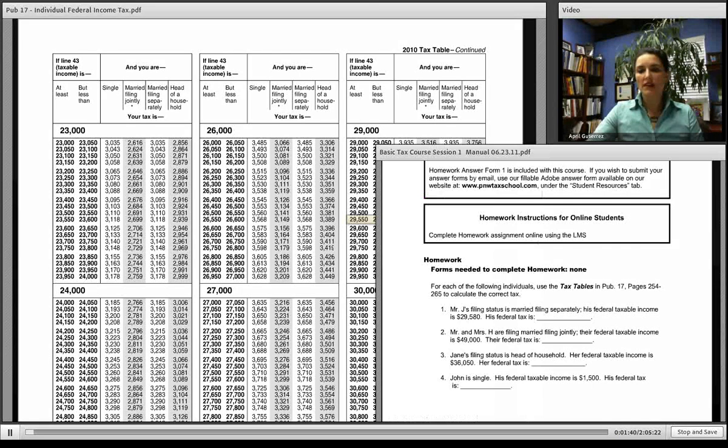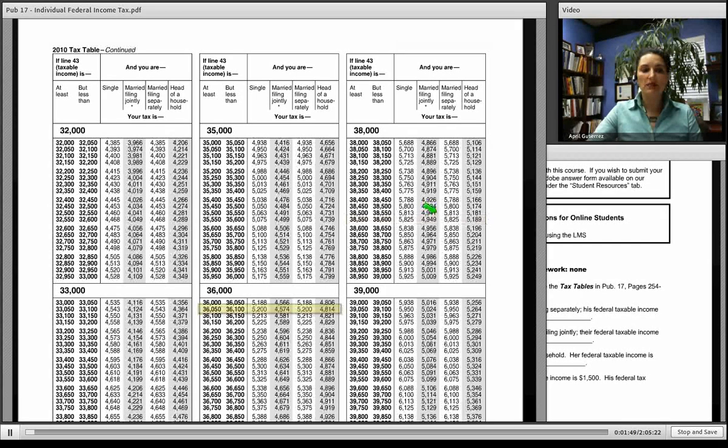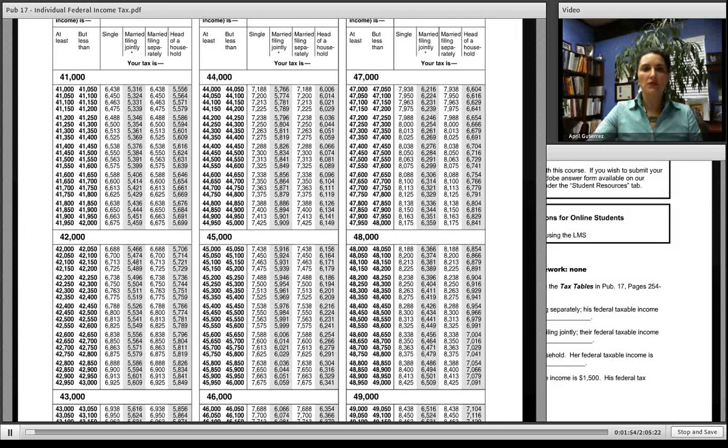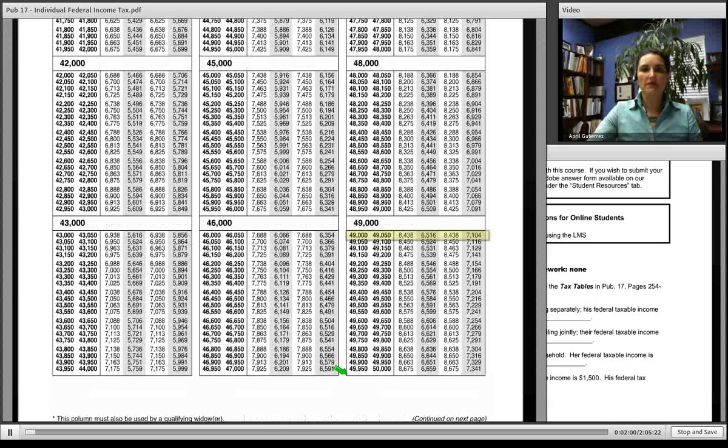Moving down to the next question, number 2. Mr. and Mrs. H are married filing jointly. Their federal taxable income is $49,000. Their federal tax is question mark. So we're going to move through the tables until we find a column that says $49,000. And here we have it right in here.